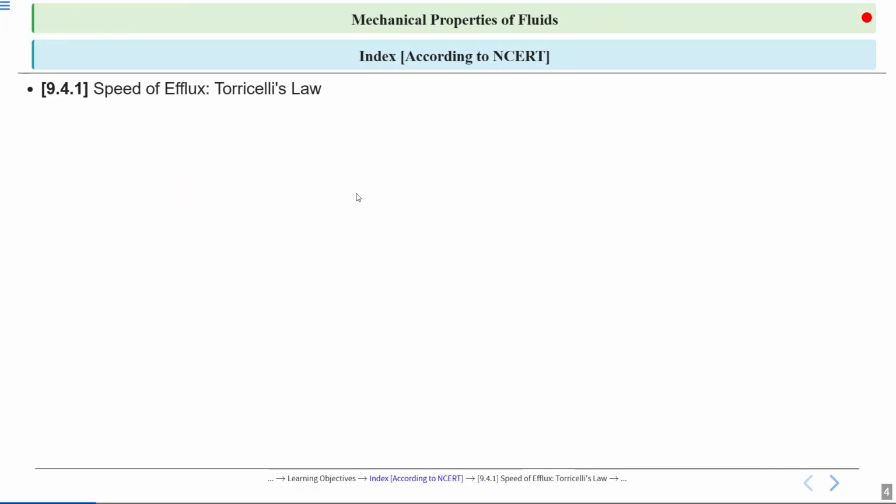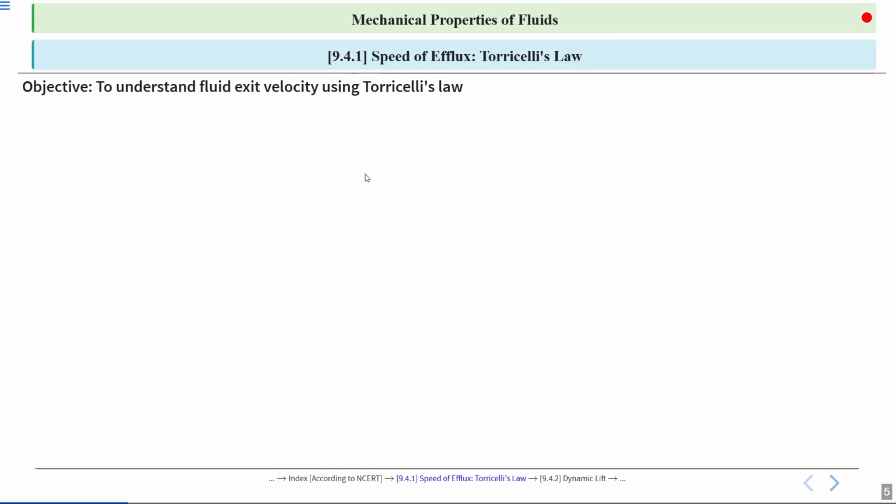Now in this lecture we are going to cover 9.4.1 speed of efflux, Torricelli's law, then 9.4.2 dynamic lift, and last we will solve an example 9.7. Now let's understand how fast a fluid exits an opening using something called Torricelli's law.